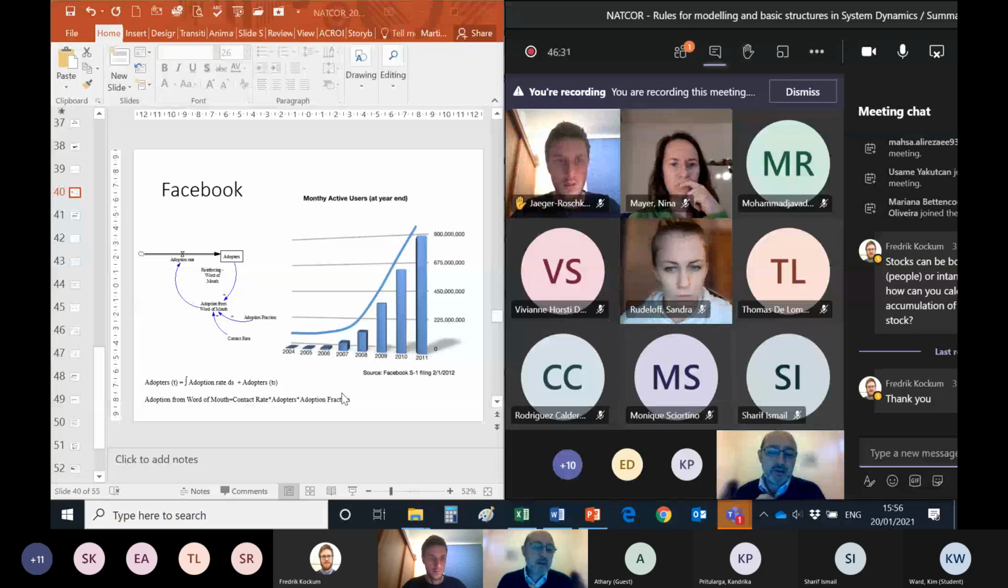This structure tends to be present in business, as I said, for new products. It tends to be present, for example, in goodwill, in organizational processes, in epidemics. So it tends to be a very well-standard structure in SD.